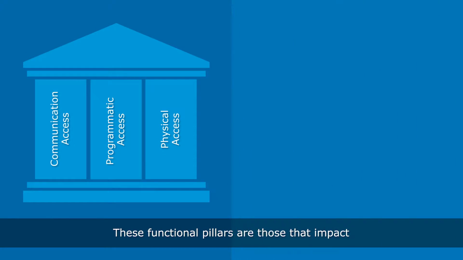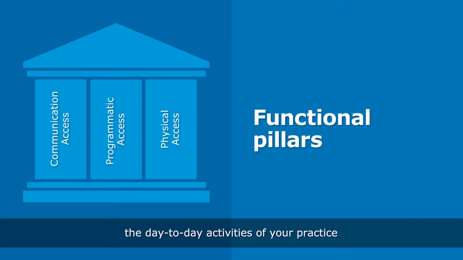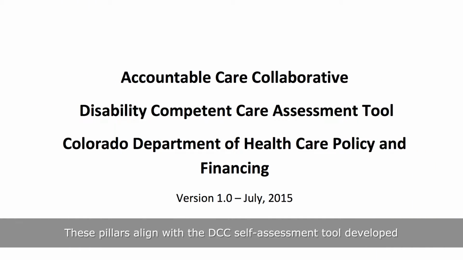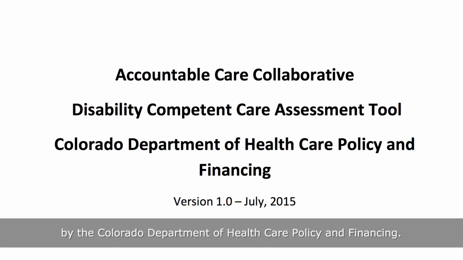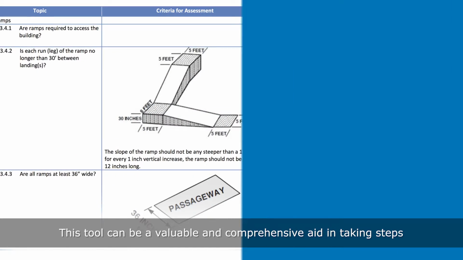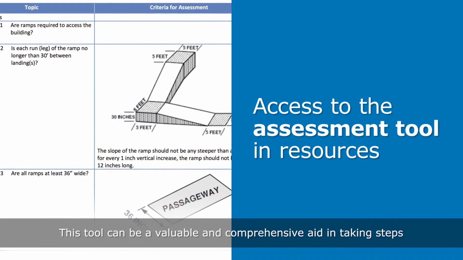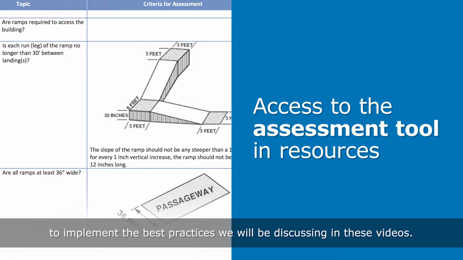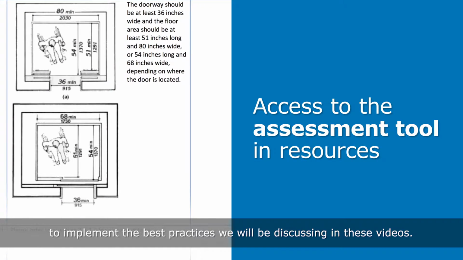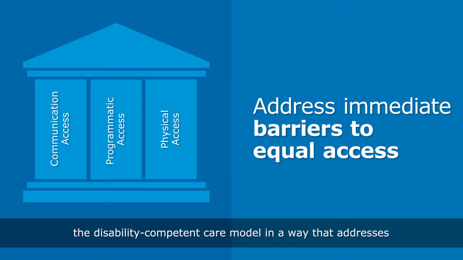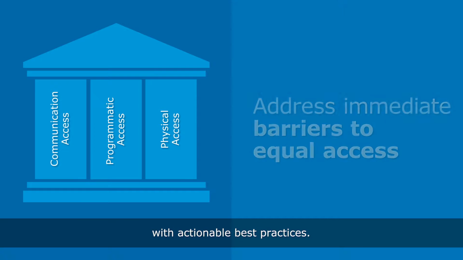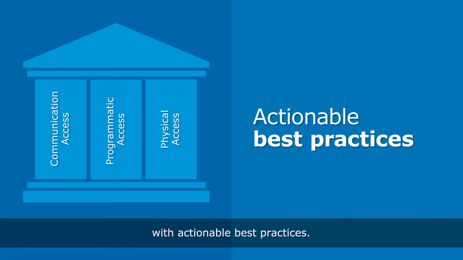These functional pillars are those that impact the day-to-day activities of your practice and how you work with patients with disabilities. These pillars align with the DCC self-assessment tool developed by the Colorado Department of Healthcare Policy and Financing. This tool can be a valuable and comprehensive aid in taking steps to implement the best practices we will be discussing in these videos. The idea with these 3 pillars is to approach a disability competent care model in a way that addresses the immediate barriers to equal access to healthcare with actionable best practices.